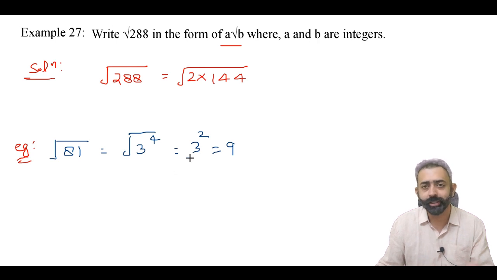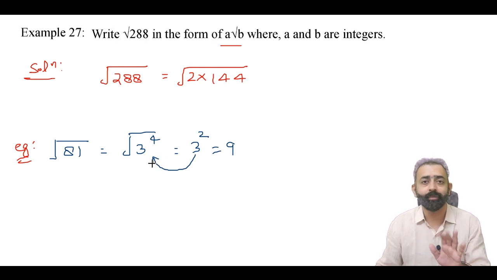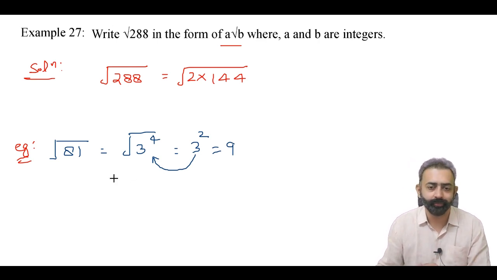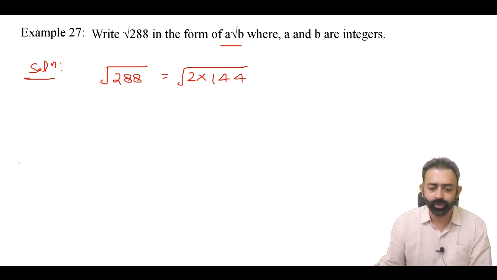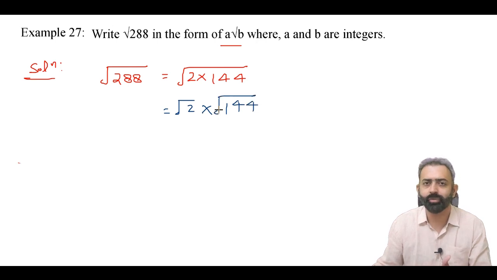And if you repeat the process, if any number has to go inside the square root, it will become squared, and any number which is taken out of the square root, the power of that number becomes half. So in this case, this is 2 into 144, and I can write this as root 2 into root of 144. And root of 144 is just 12, since 144 is 12 squared. So this can be written as 12 root 2.